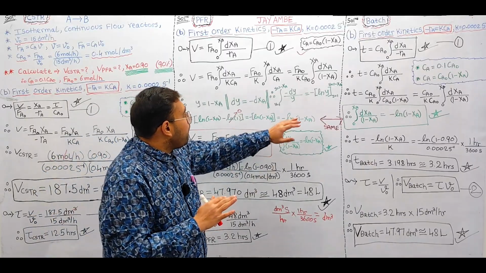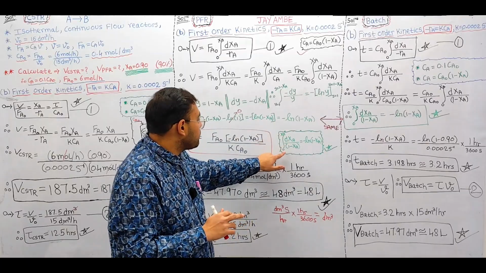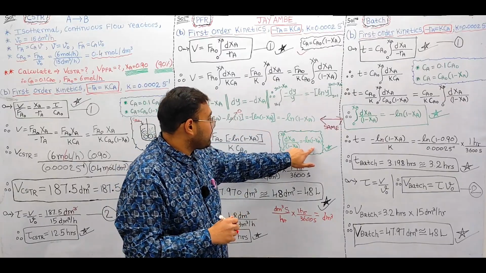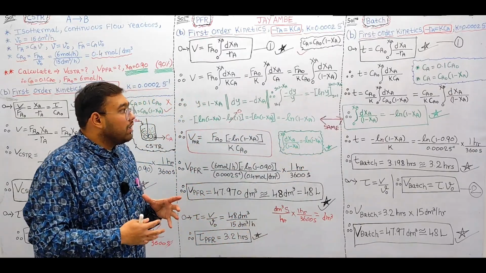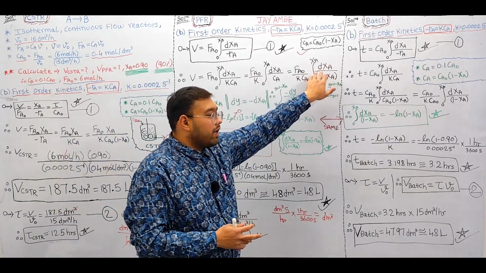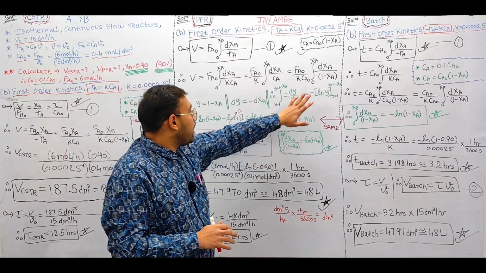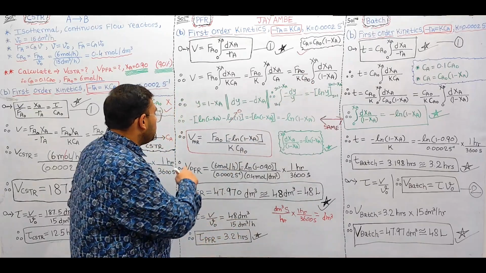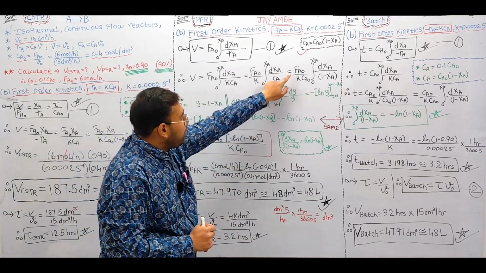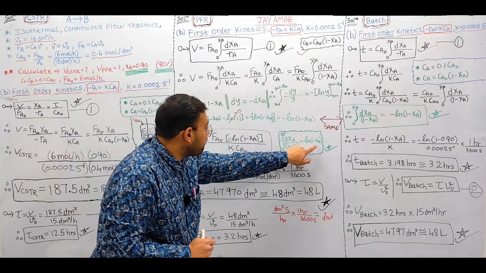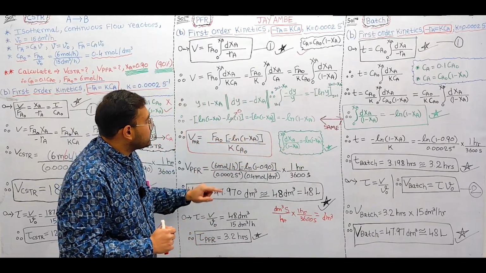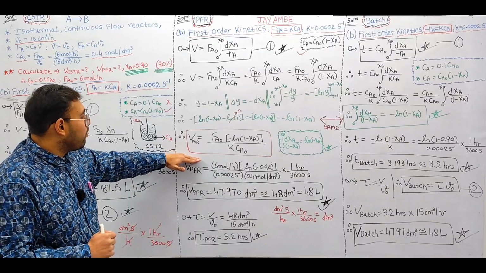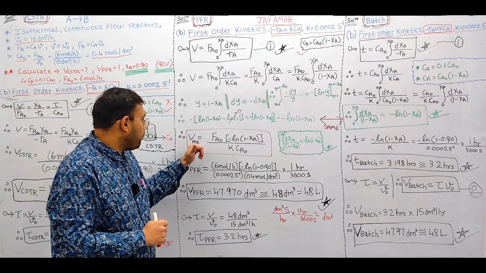So the answer of the integral of 0 to XA dXA upon 1 minus XA is minus ln of 1 minus XA. I hope you have understood how to solve this integral form, right? Now we can plug this answer into the above equation. So the volume of PFR is equal to FA0 into minus ln of 1 minus XA divided by K CA0. So here we have formulated the volume required for the plug flow reactor.